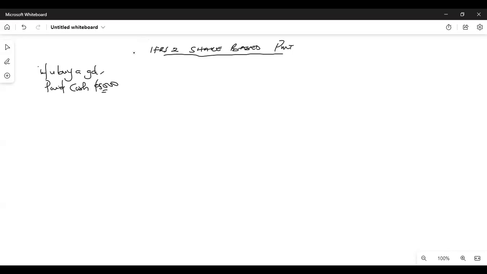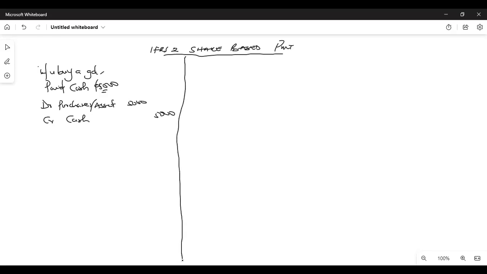You debit the items and credit cash. So debit the item, so let's say purchases, or whatever that asset is, and you credit what? Cash. So this is debit what comes in, credit what goes out.